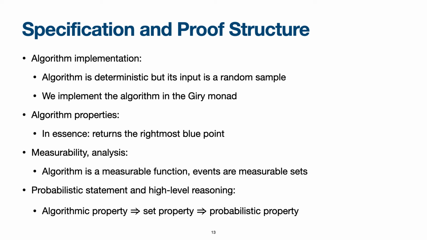Now, the final part of the proof, which is what we would expect to actually find in a textbook, is the probabilistic statement and the high-level reasoning, where what we have to do essentially is to show that the algorithmic property leads to properties over the sets or the events, which in turn lead to probabilistic properties.